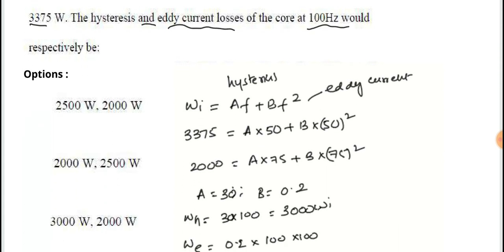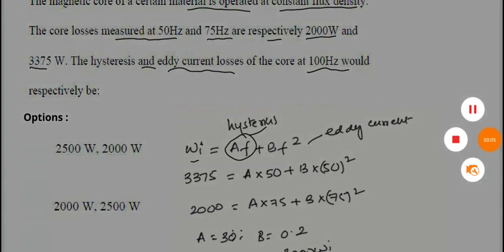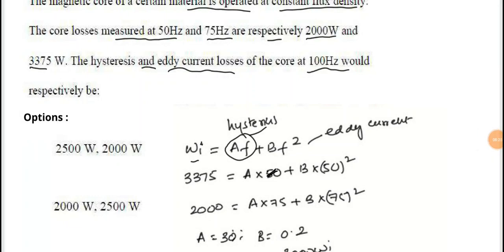So what is the total loss? Total loss is nothing but the iron loss. Iron loss is equal to AF plus BF square, where AF indicates hysteresis losses and BF square indicates eddy current losses. The first case, 3375, is given in the question, at 75 hertz. Let me correct here. Here it is 50 hertz with 2000 watts, and here we have 75 hertz with 3375 watts. If you are operating at 50 hertz, 2000 watts will be A into 50 plus B into 50 square; this will be equation number one. And here we have 3375, and this will be equation number two.